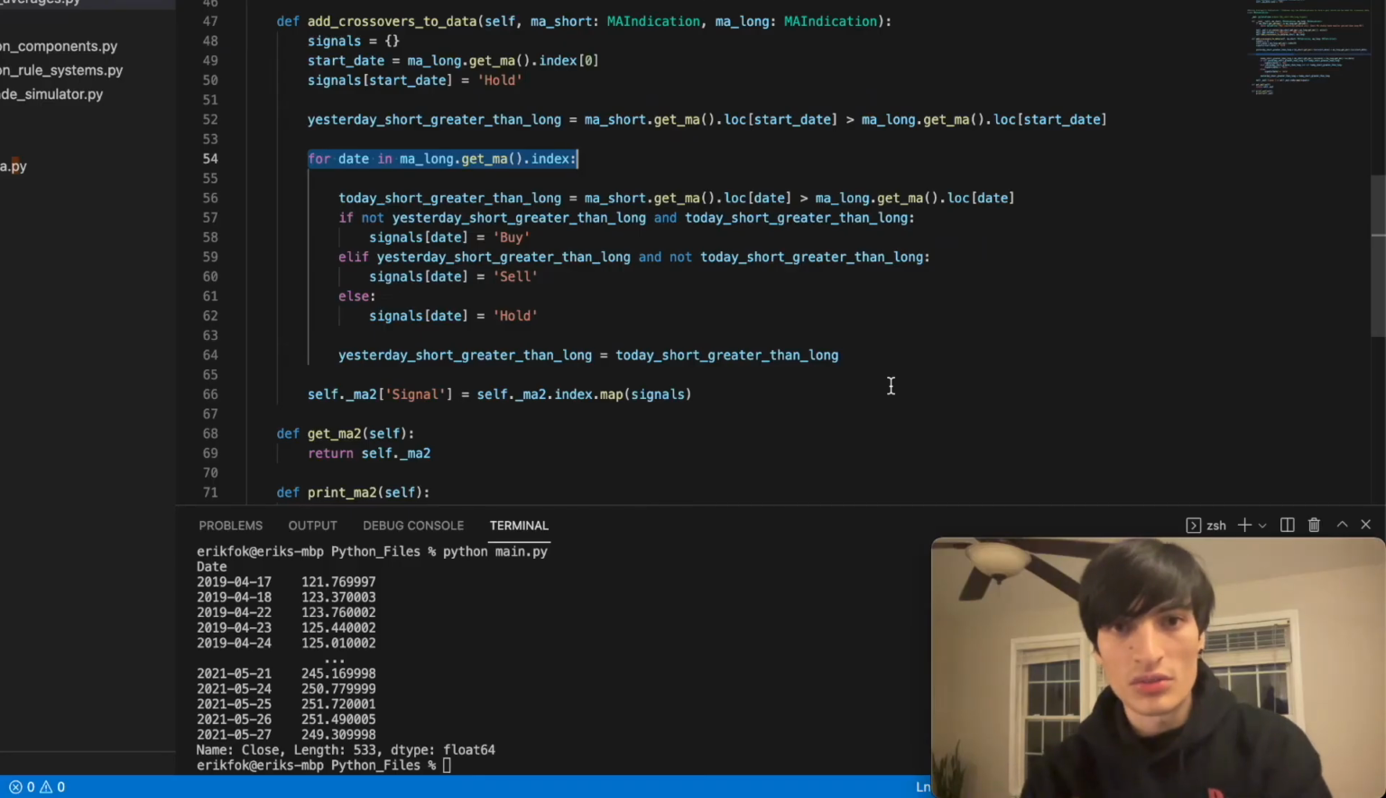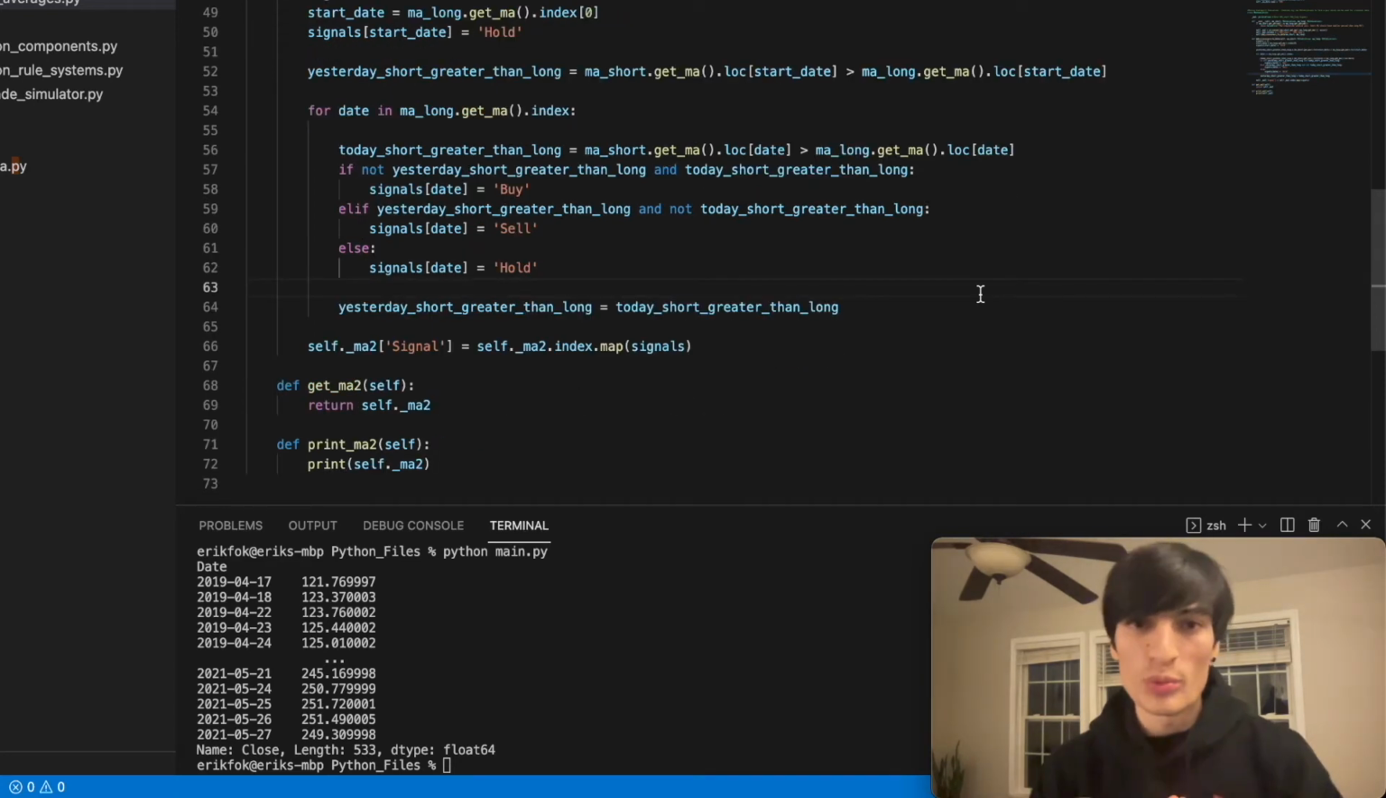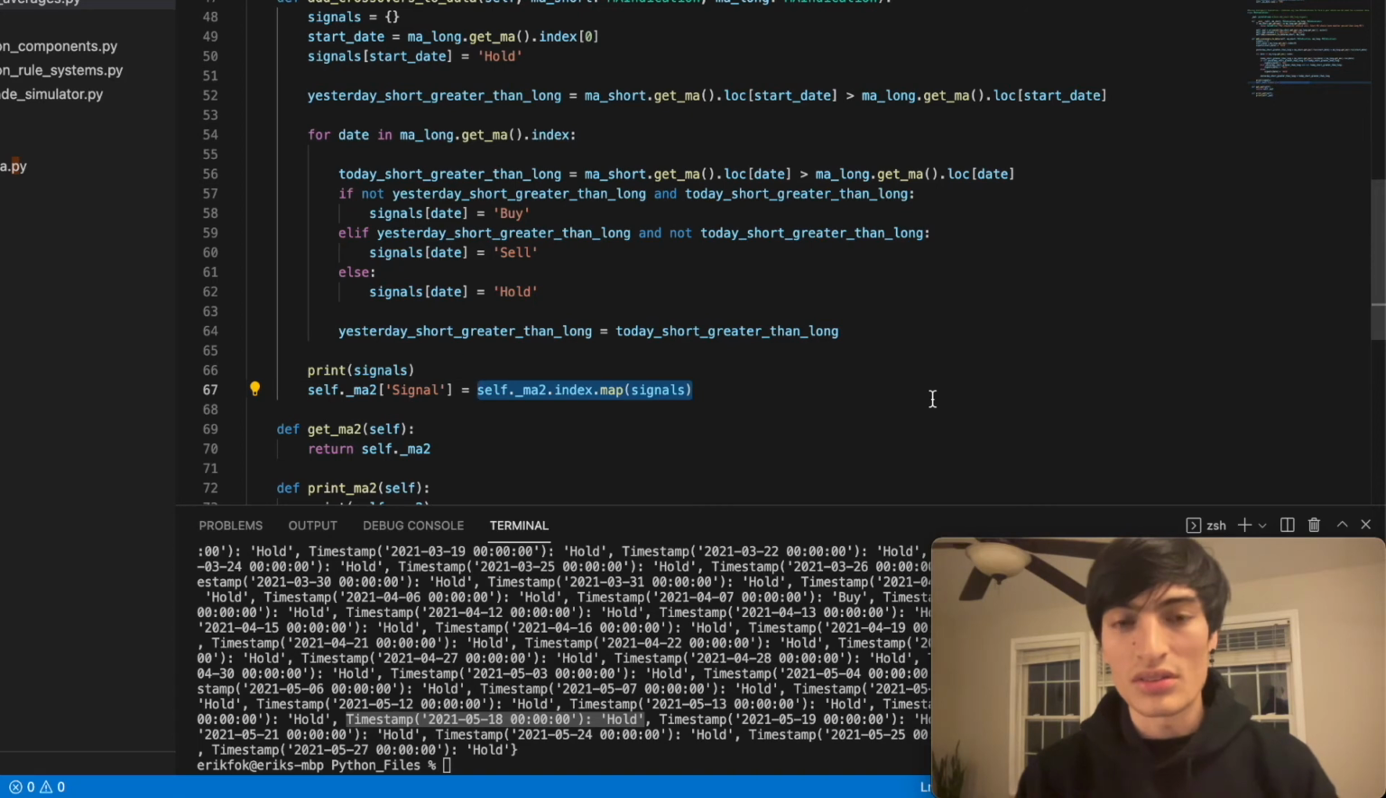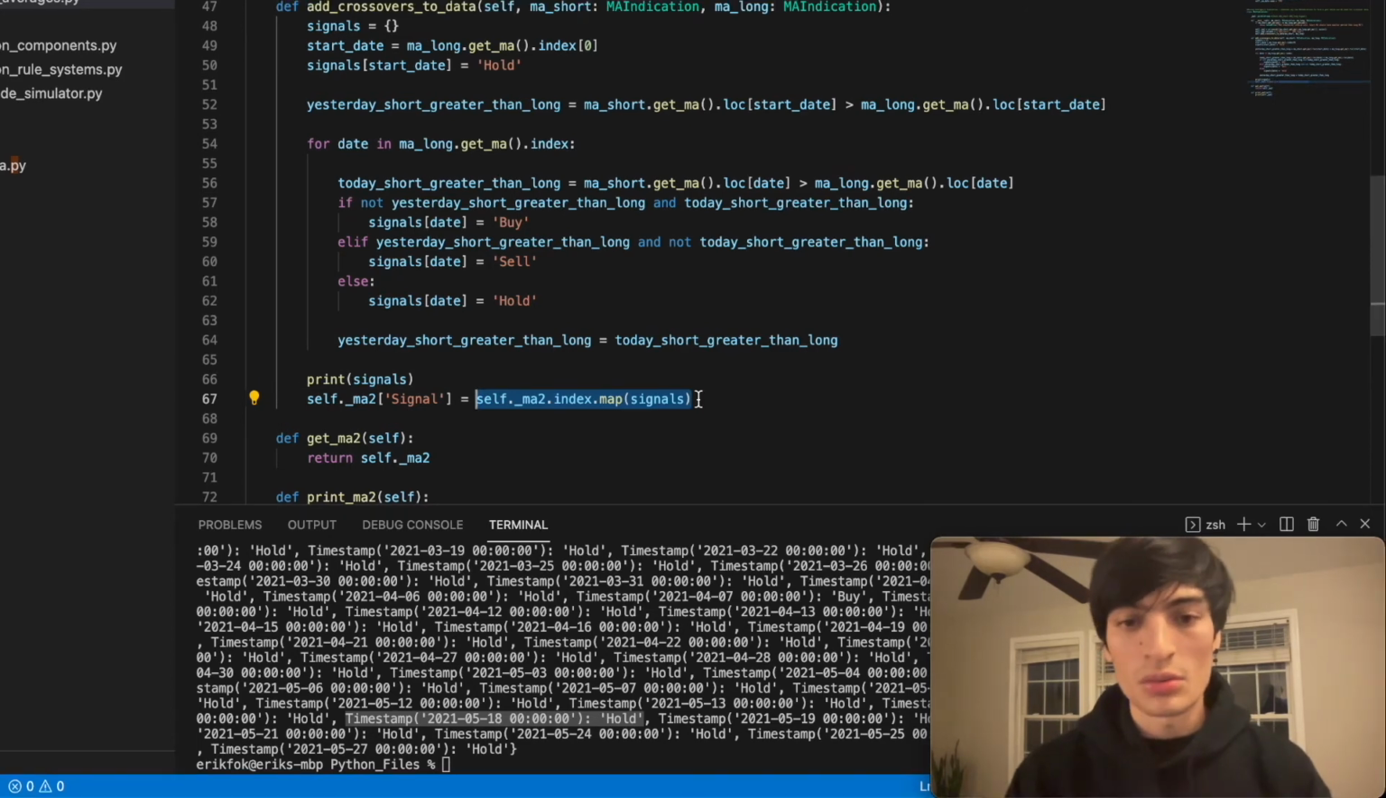So a few things to mention within this method, starting with the first data of the long moving average. It's only at this point where those two moving averages data will exist. We're then looping through and comparing each day versus the day before to see whether there has been a crossover. So last thing to note here is that we're creating a dictionary to store the signals. Adding single cells to a data frame one by one is inefficient. We first want to create a dictionary and then map the signals onto the data frame.